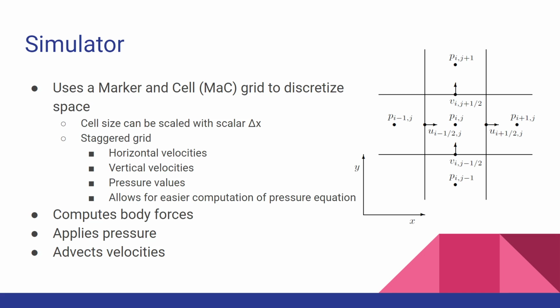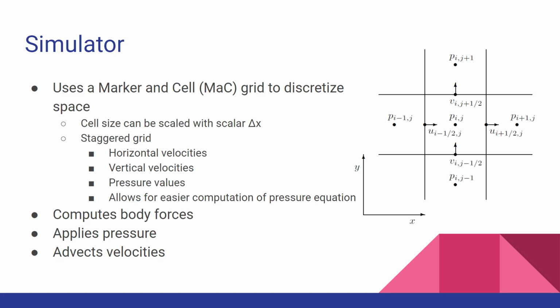To do this, we used the marker and cell grid. Essentially, what this does is it splits all the values of the velocities and pressures into separate grids. So we actually have three different grids that we combine together to simulate our fluid. Each grid cell can be scaled to be the desired length. You can just use a scalar in the different equations throughout the simulation. We just left ours to be a unit of one.